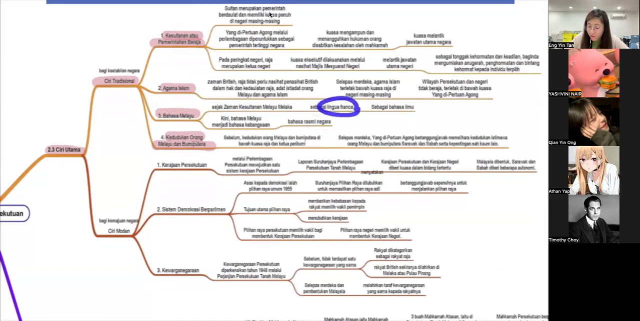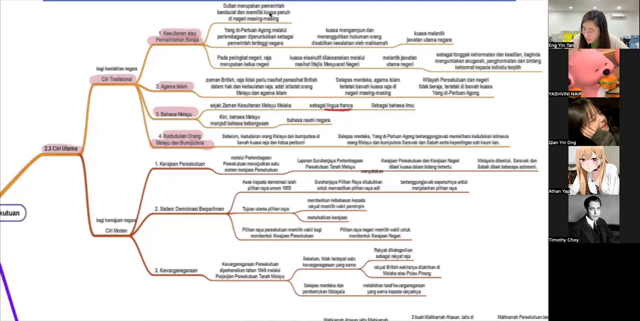Lingua franca means that trading language. So they're telling you, long time ago, we already used this as our trading language. 经商之语. And today, you see, bahasa rasmi. This one is kedudukan orang Melayu. You also have it. Okay, then ciri-ciri modern.